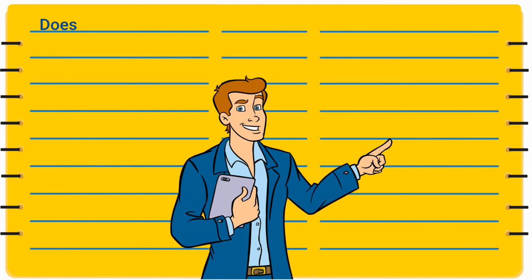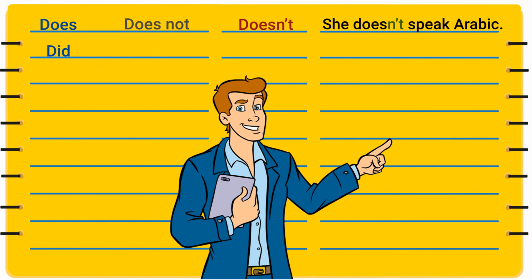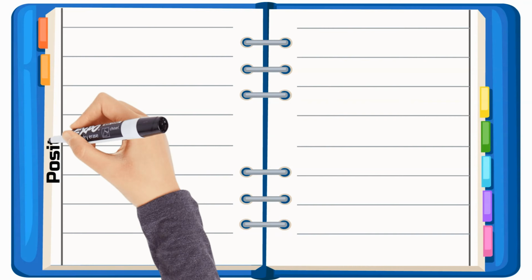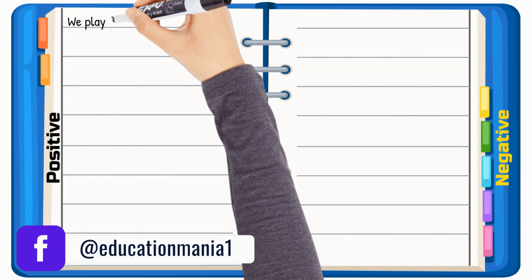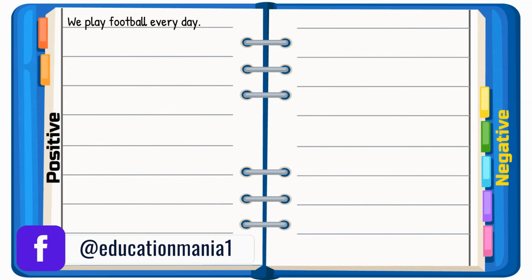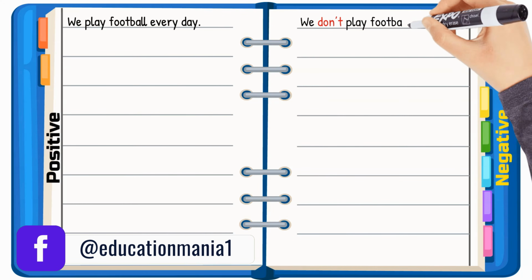Does. Does not. Doesn't. She doesn't speak Arabic. Did. Did not. Didn't. We didn't study well yesterday. We play football every day. We don't play football every day.